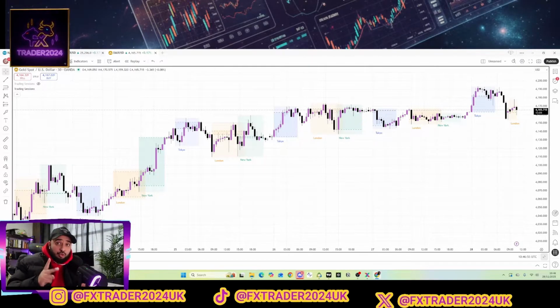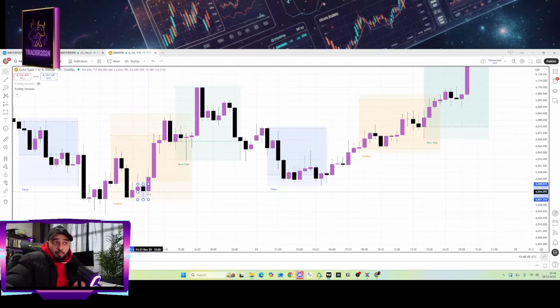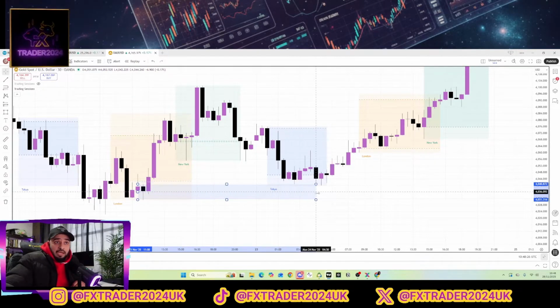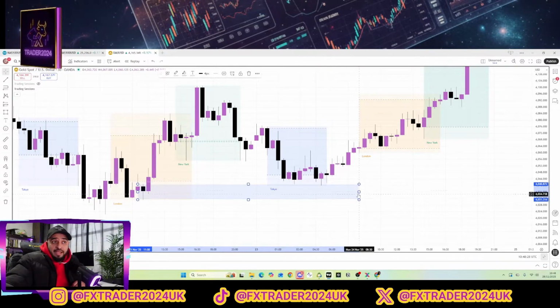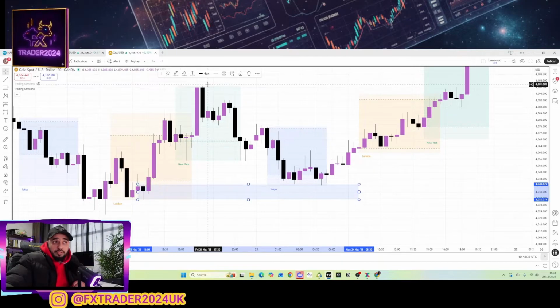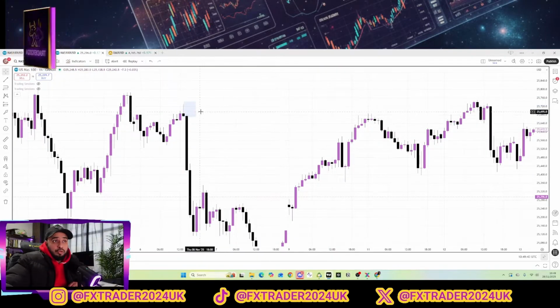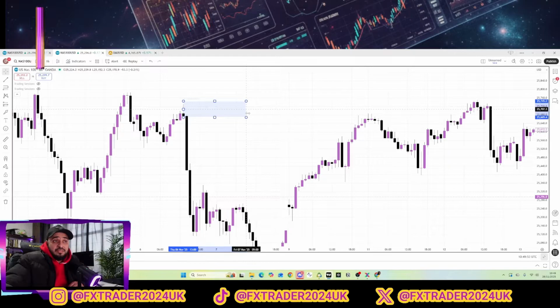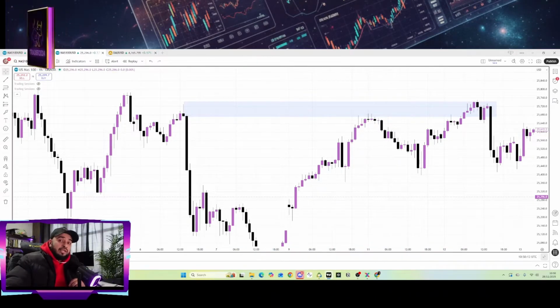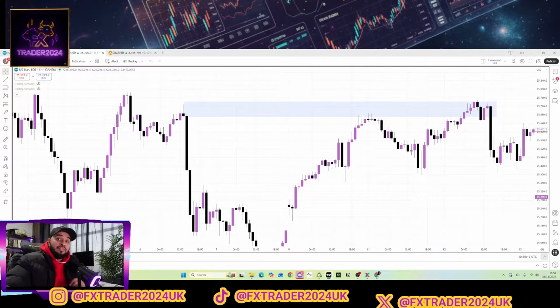Order blocks come in two types. Bullish order blocks, areas where the market reversed upwards after a final move down. So here we can see the market pushed upwards. Bearish order blocks, where the market reversed downwards after the final move up, like so. Think of them as real support and resistance with logic.